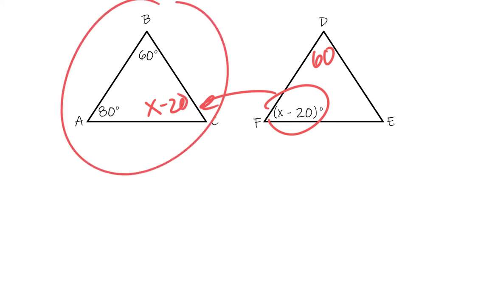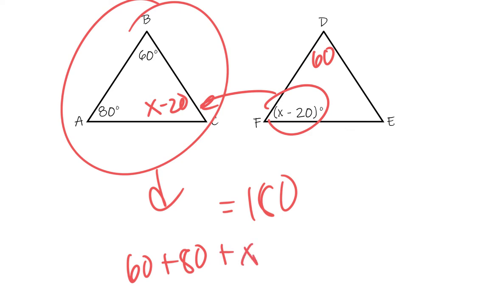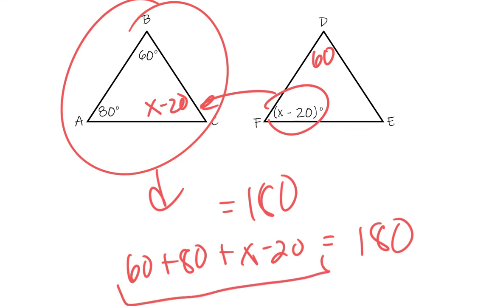And once you get one triangle all the way labeled, you know it has to equal 180 degrees. So you're just going to combine all your like terms, 60 plus 80 plus x minus 20. All of that has to add up to 180 degrees. All right, so let's combine everything on this side. I know 140 minus 20 would be 120 plus x equals 180. So if I subtract 120, x has to be 60, and that's it.